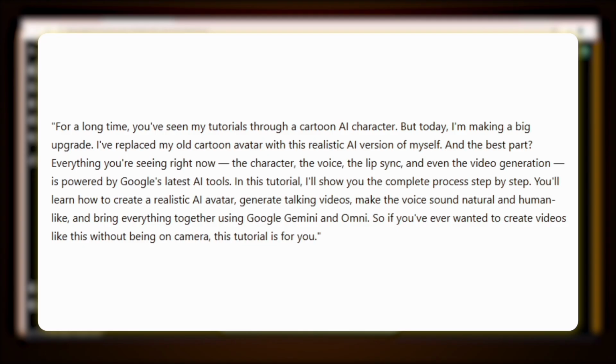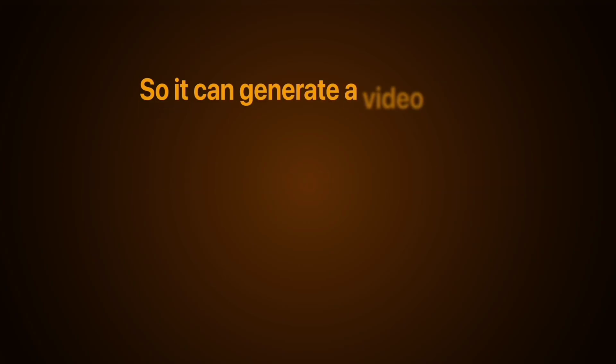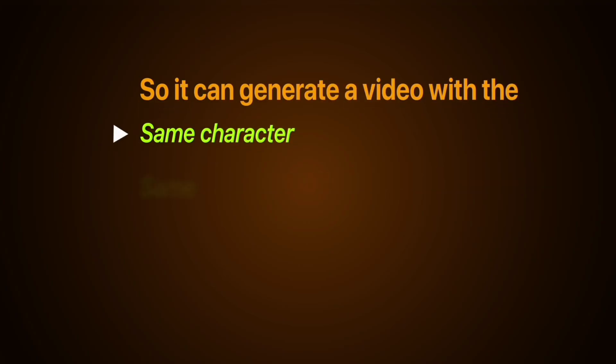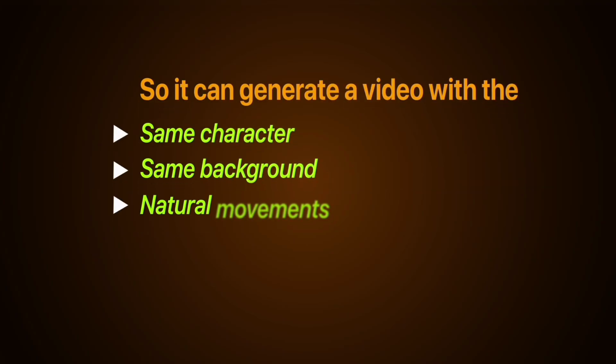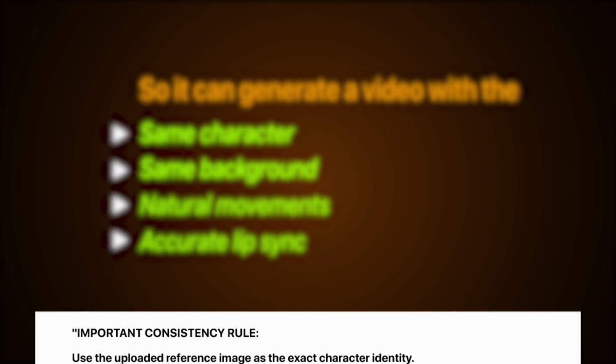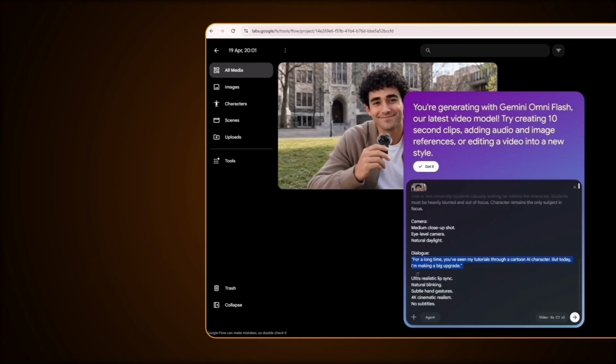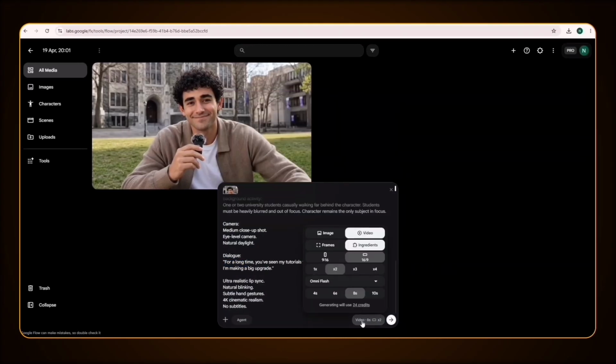This is my script. We'll take the first line of the script and paste it into Omni, along with a detailed prompt so it can generate a video with the same character, same background, natural movements, and accurate lip sync. Here is the detailed prompt. After pasting the prompt, you can adjust the settings here. From here, you can change the aspect ratio. From here, you can change the video duration.